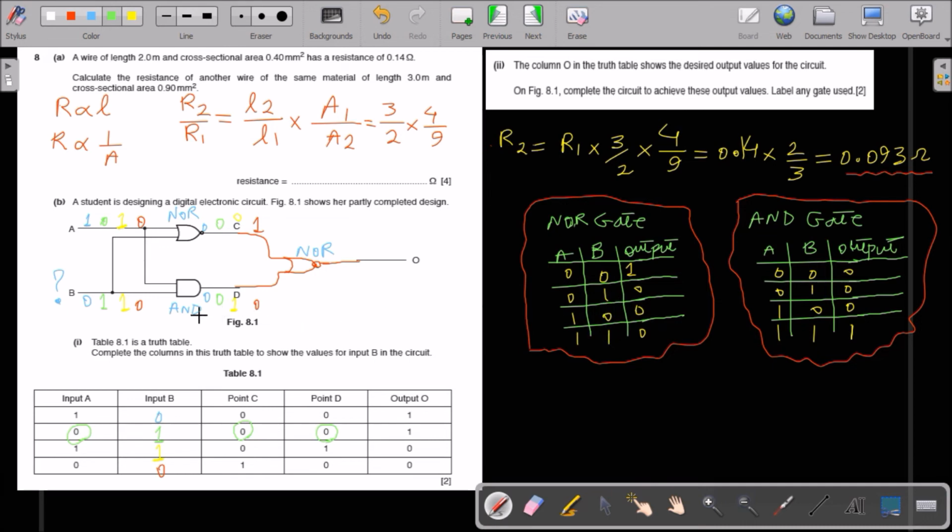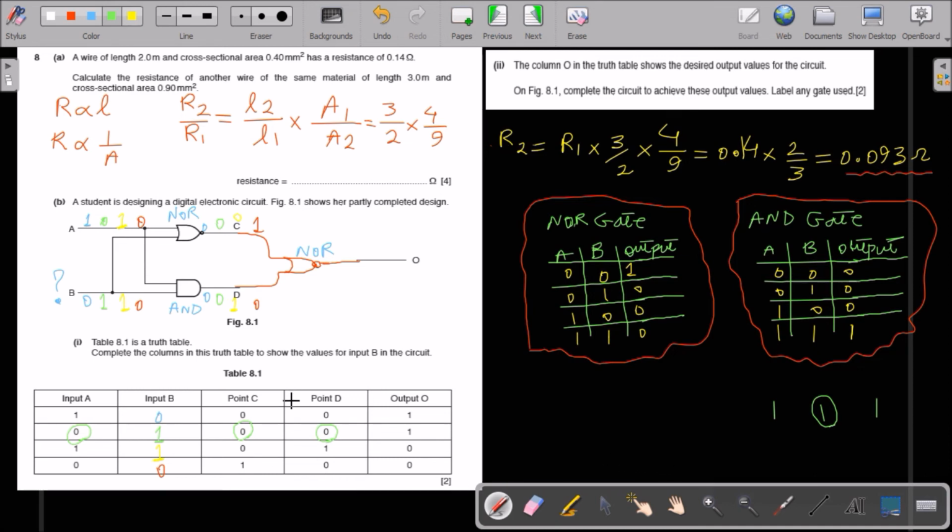Now look at AND gate. Input A is 1 and point D, which is the output of AND gate, is 1. So look at AND gate truth table. It should be the last row: 1, 1 and output is 1. That's why input B should be 1. The output will be 1 for AND gate. So you can see that B must be 1 for the third row.